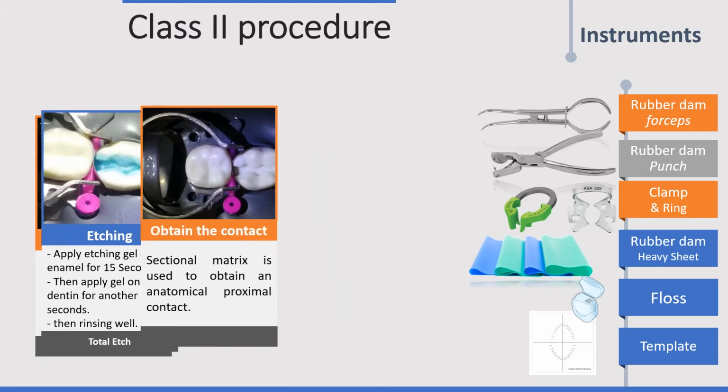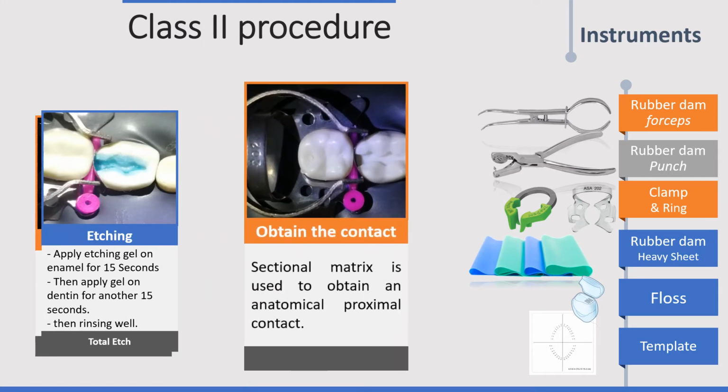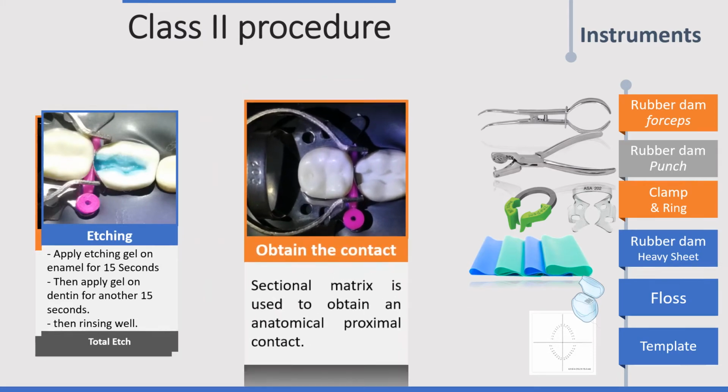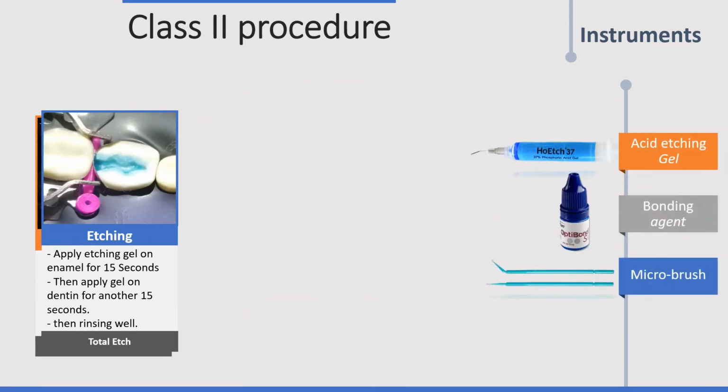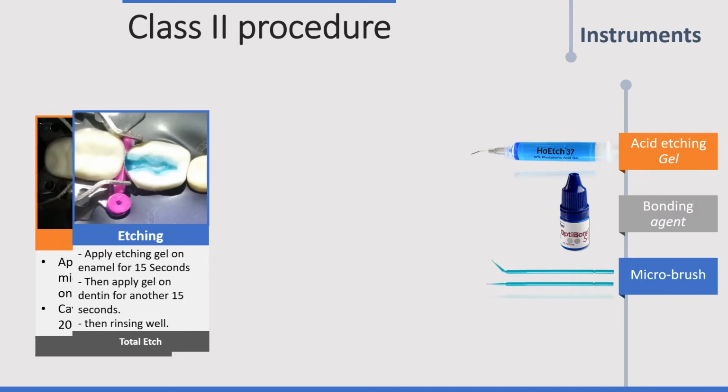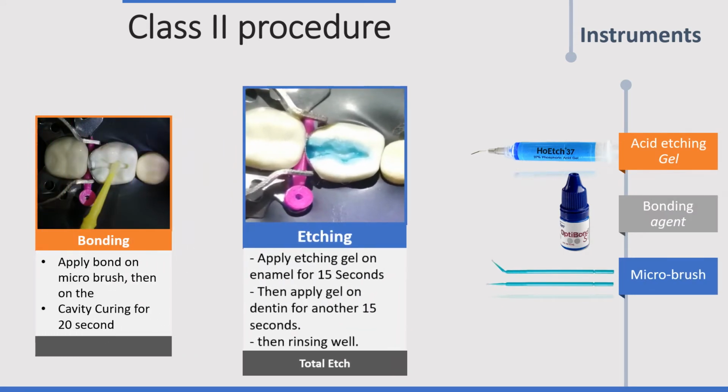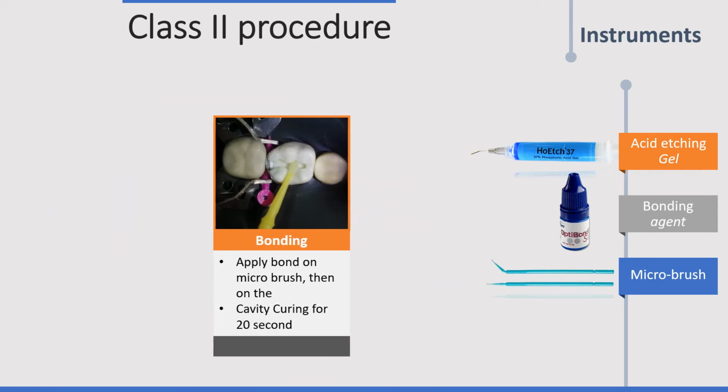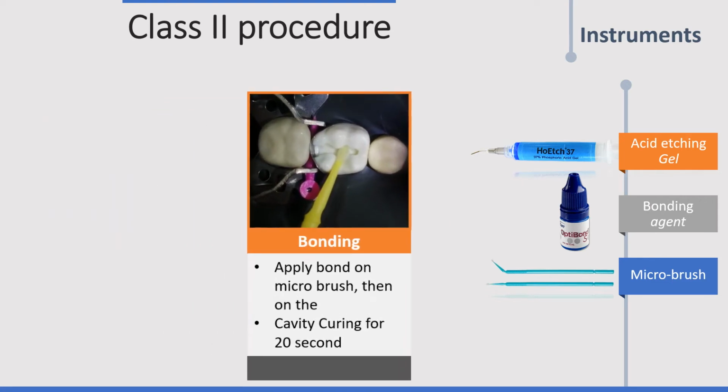We will also use sectional matrix to obtain anatomical proximal contact. And the same etching and bonding materials too. Step number 3, etching is done by applying etching gel on tooth walls for 30 seconds for enamel and 15 seconds for dentin, then rinse and dry it up. For bonding, it is applied by microbrush and light cured for 20 seconds.